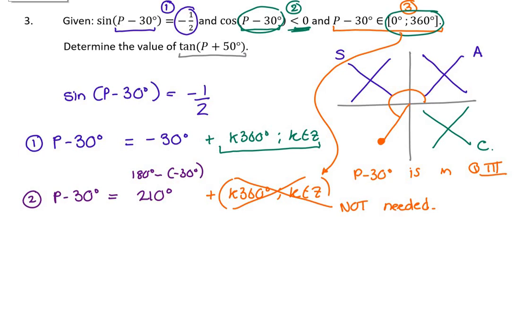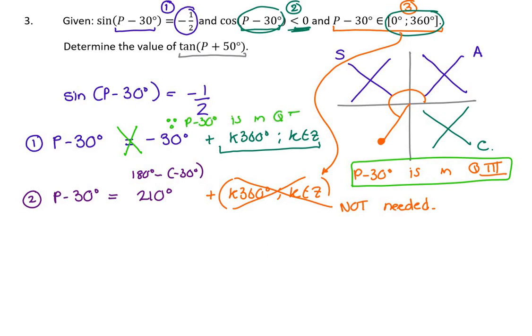Now we had decided that p minus 30 was in quadrant 3. And so this is not the angle that I'm talking about, simply because p minus 30 degrees is in quadrant 3. And so that first solution is not the one I want, and number 2 is right. So I can solve for p by adding 30 degrees to both sides.